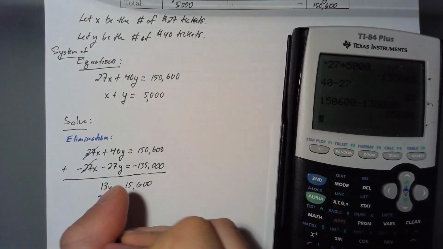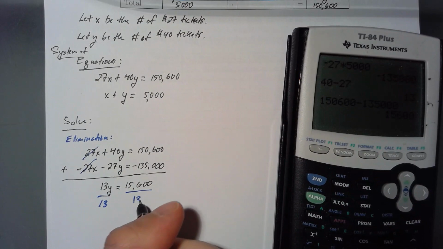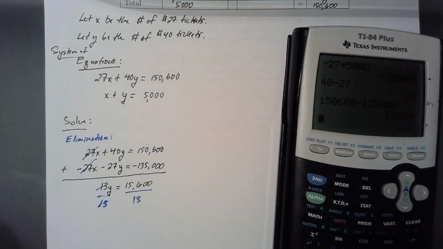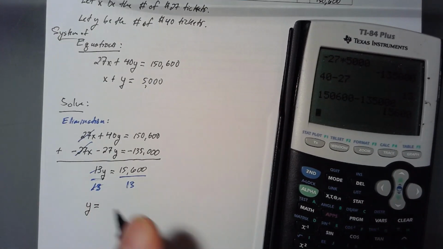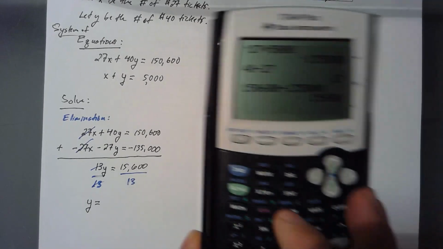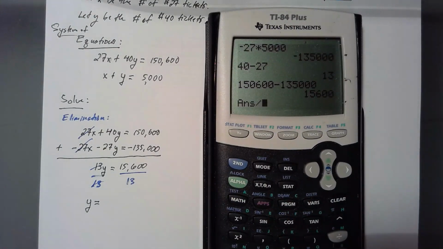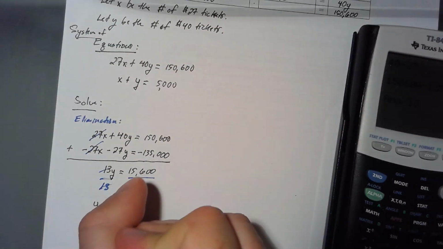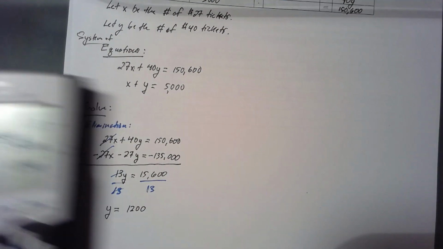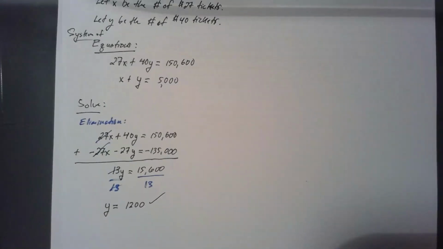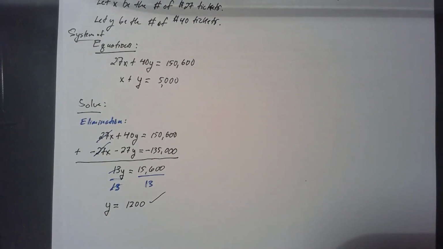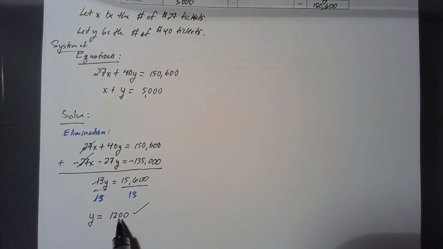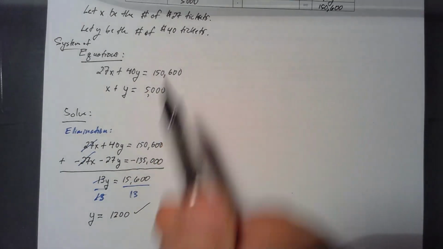Divide by 13. The 13's cancel. Now I get y equals, so that divided by 13 is 1,200. All right, so I should sell 1,200 of the Y type of tickets. What was Y? It was the number of $40 tickets.